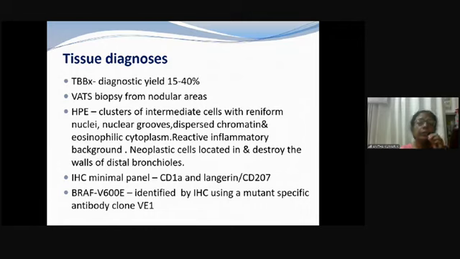And coming to the diagnosis, a transbronchial biopsy will give only a yield of 15 to 40%. So it's better to go for a VATS biopsy and take biopsies from the nodular areas that are evident on an HRCT. And the histopathology shows clusters of intermediate cells with reniform nuclei, nuclear grooves, and all this in the background of inflammation. And the changes are mainly in the distal bronchioles with destruction of the walls. And if you want to do an IHC to make the diagnosis, you go for a minimal panel of CD1a and Langerin or CD207. And BRAF mutation can be identified by IHC using a mutant-specific antibody clone, namely VE1.